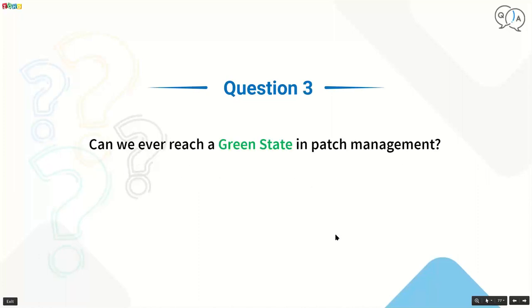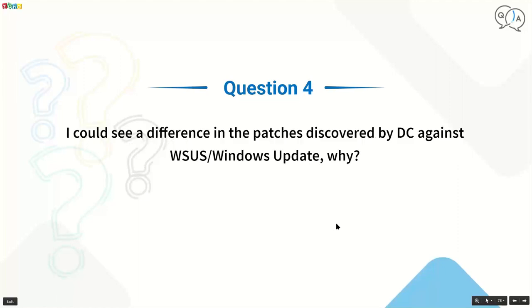Can we ever reach a green state in patch management? Remember the Microsoft patch recommendation to patch the critical patches initially to all the machines, and then at least at the third week or fourth week, or at least before the next Patch Tuesday, proceed to deploy the less critical patches to all the machines. In that way, you can achieve the green state in patch management.